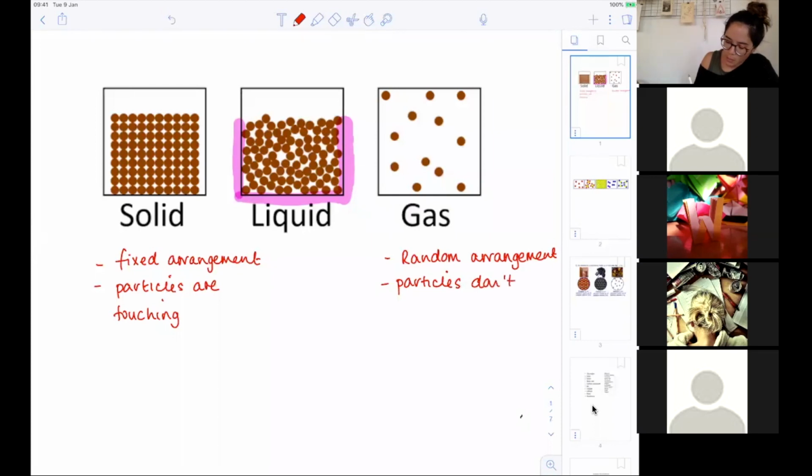Now, I know this might seem quite simple, but I'm going to add something to this because we're now going to start looking at what an element, compound, and mixture are, and then we'll combine all this information to get you guys doing a task.